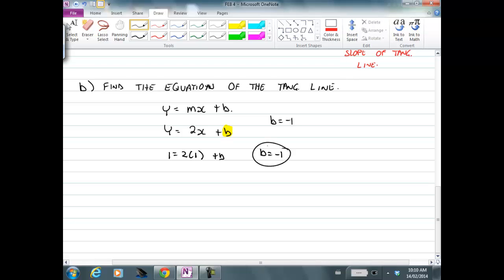That's not a line. I want the equation. So we rewrite it one more time: y equals 2x minus 1. This is your answer. That's what you should circle. Do not circle -1. That doesn't mean anything to me. What I want to see is this whole entire thing. That is the equation of the tangent line.